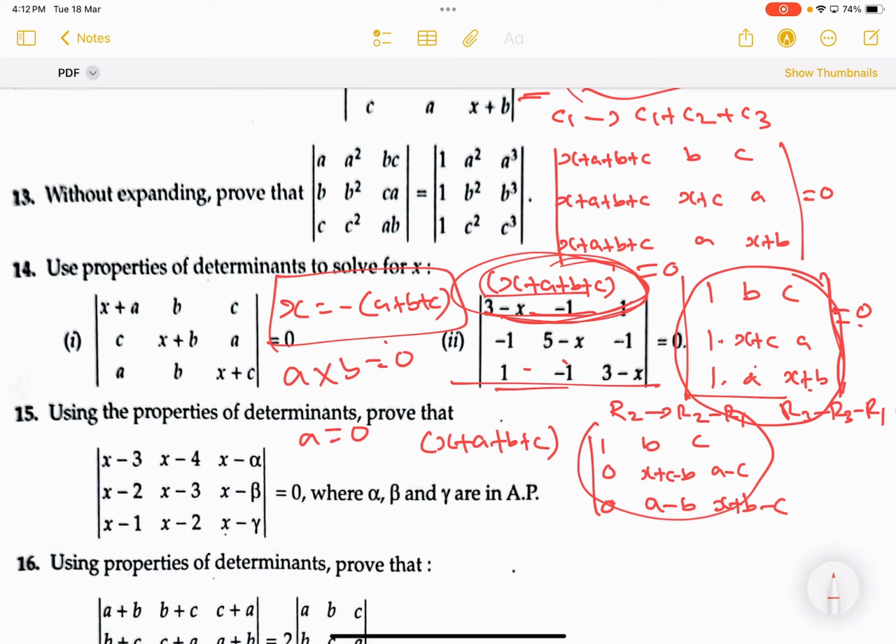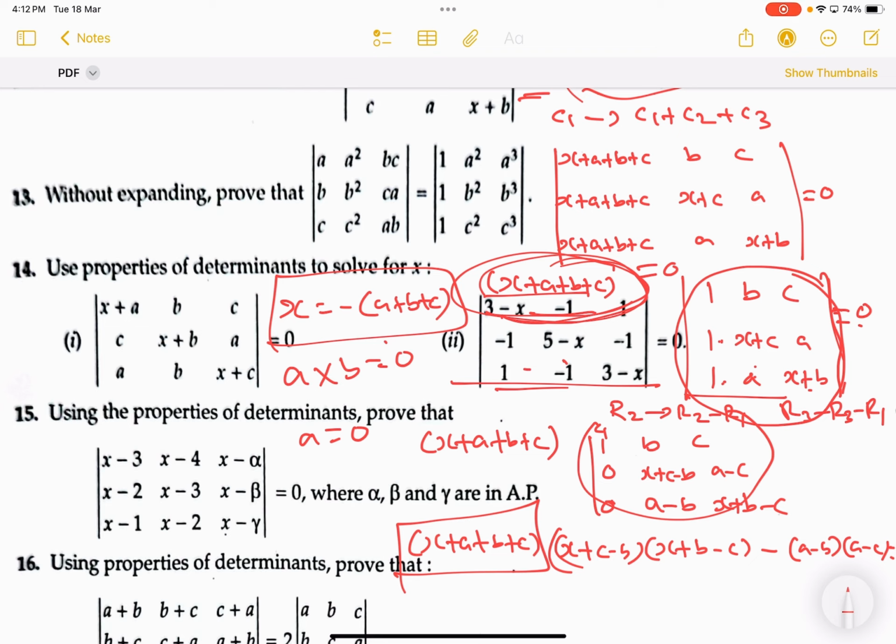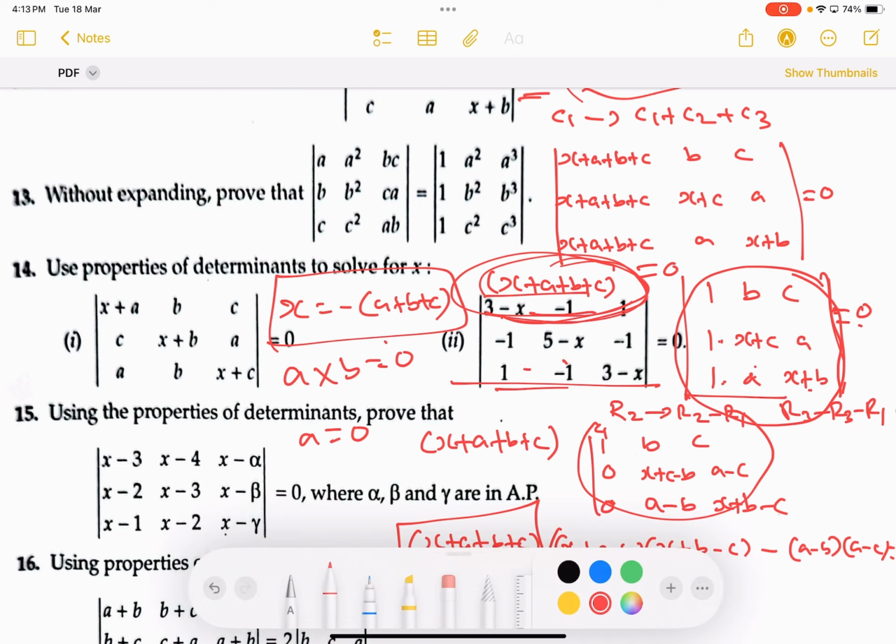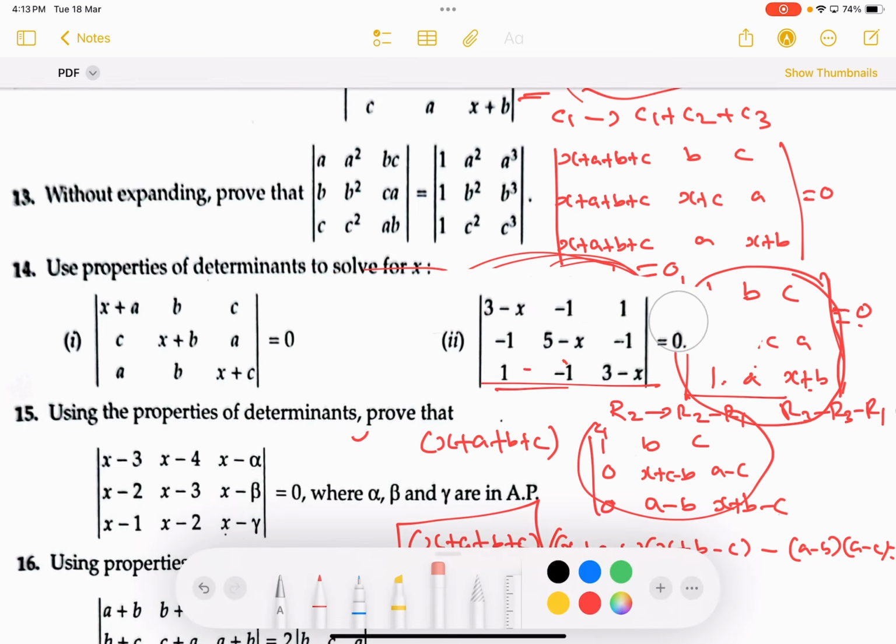So now, do based on this. Only based on the column 1, if you are expanding, it will become x plus a plus b plus c. And based on this, only multiply this. X plus c minus b into x plus b minus c. Then minus a minus b into a minus c. This all we no need because we already got the factor. Understood? So with this step itself, you can stop. I will show you. This all you not needed for this question. I will stop here itself.